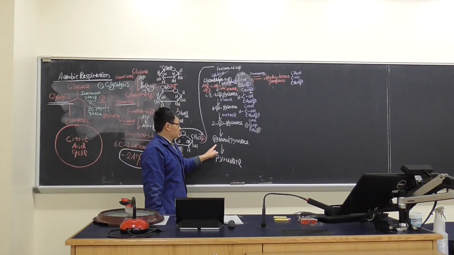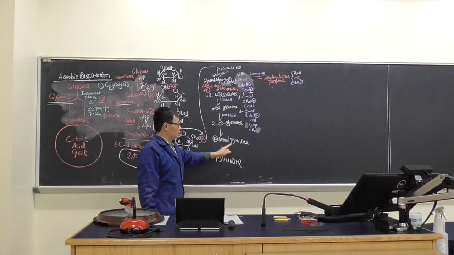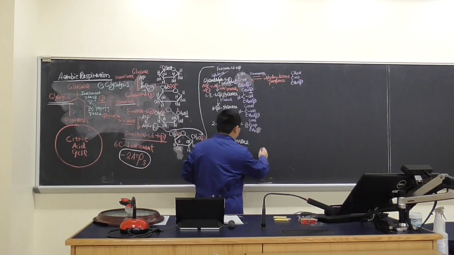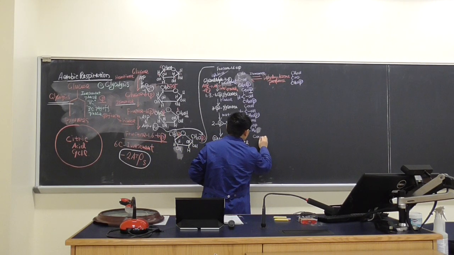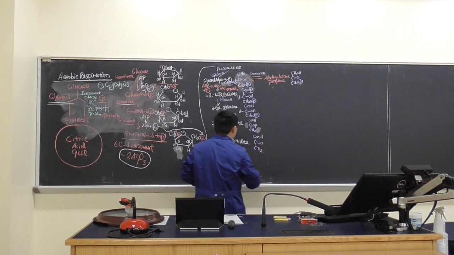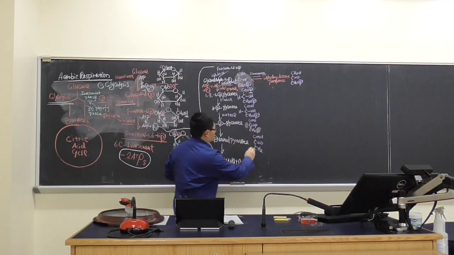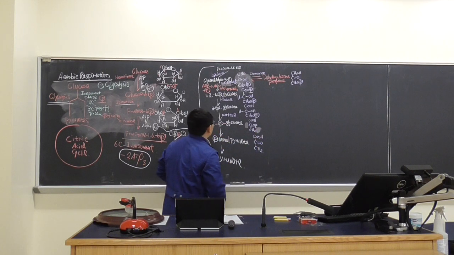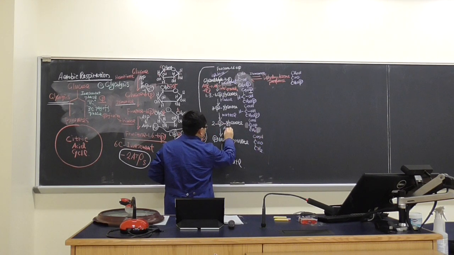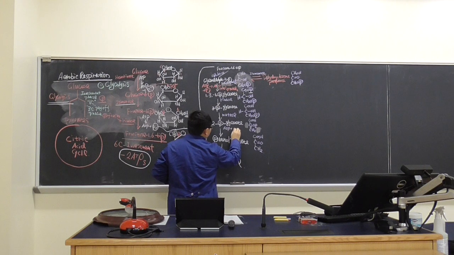Okay, then 2-phosphoglycerate becomes phosphoenolpyruvate. What is that? COOH-CO-CH2. Look at here, that phosphate is gone. Where did it go? ADP and Pi become ATP.